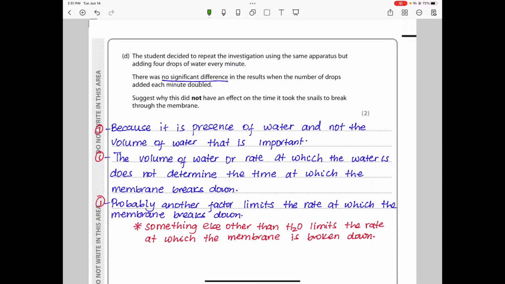The volume of water, not the rate at which the water is actually being added. So presence of water was important, but how much water is there or the rate at which the water is being added was not important in determining that the membranes break. Again, remember, this is a physiological process.